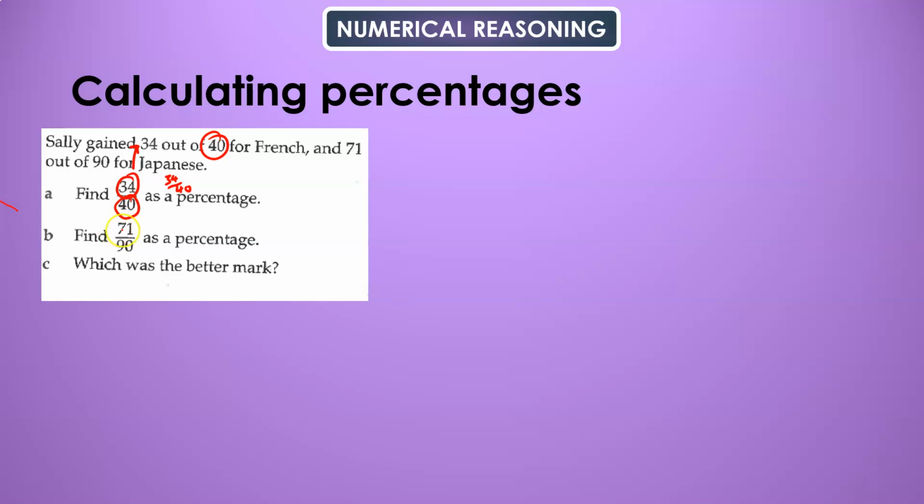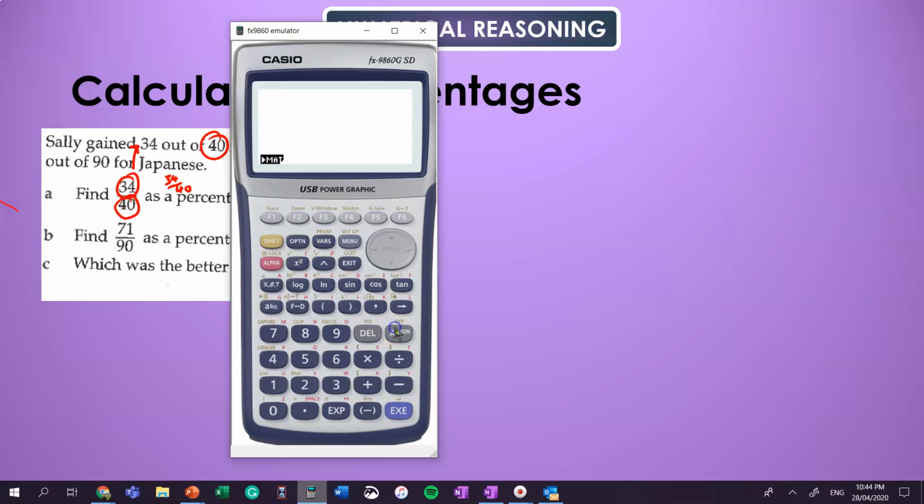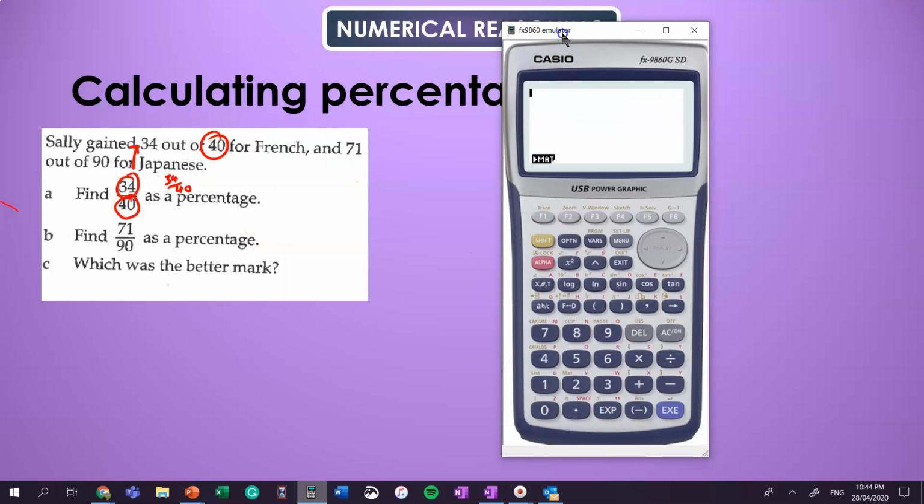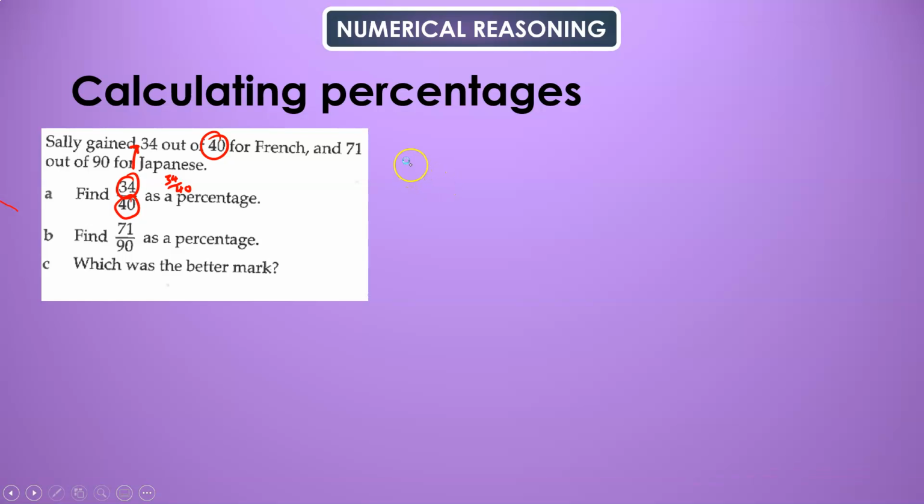And then the other one we're looking at is 71 out of 90, because the denominator is different. So even though 71 appears bigger than 34, because the denominator is different, it could be that we end up with a different percentage. So what we need to do is get our calculator out. First thing we need to do is convert our 34 over 40 into a percentage, and we can do that by timesing it by 100. The second one, 71 over 90 times 100. And that's pretty much it.